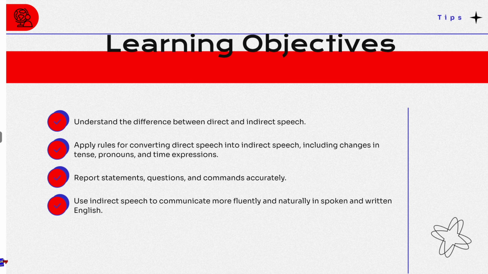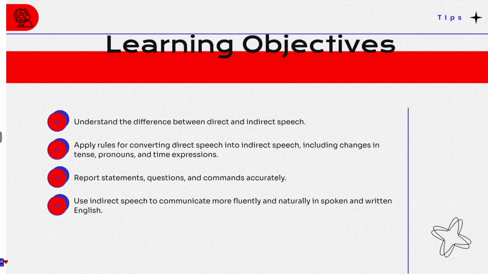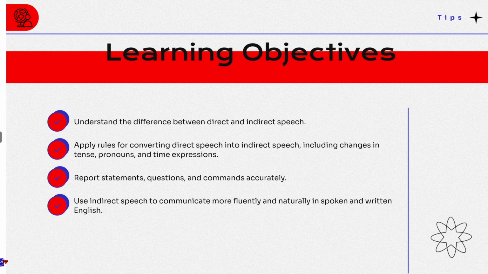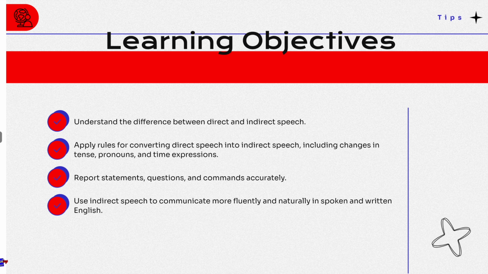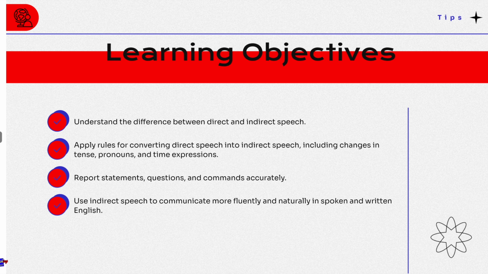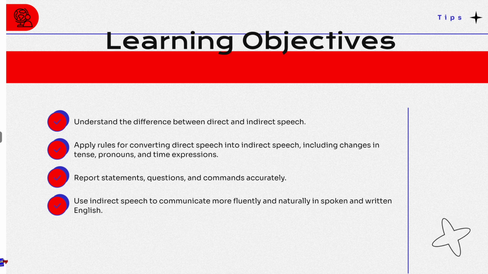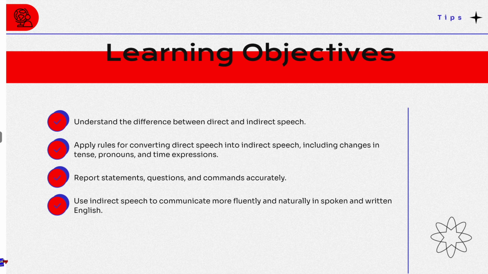For our learning objectives, by the end of this lesson, you will understand the differences between direct and indirect speech. You'll apply conversion rules for tense, pronouns, and time expressions. You'll also practice reporting statements, questions, and commands, and ultimately sound more fluent in both spoken and written English.